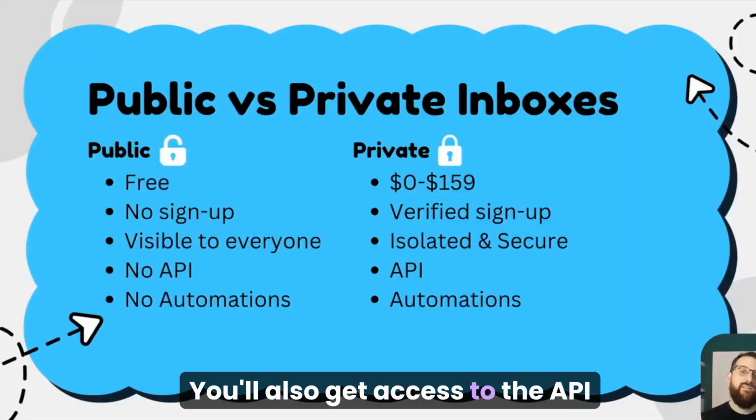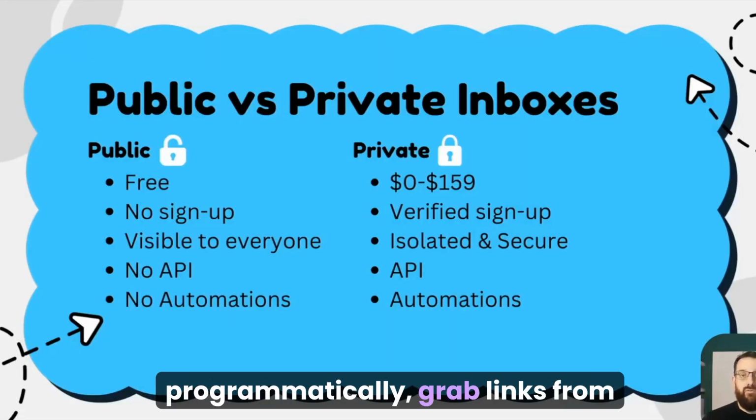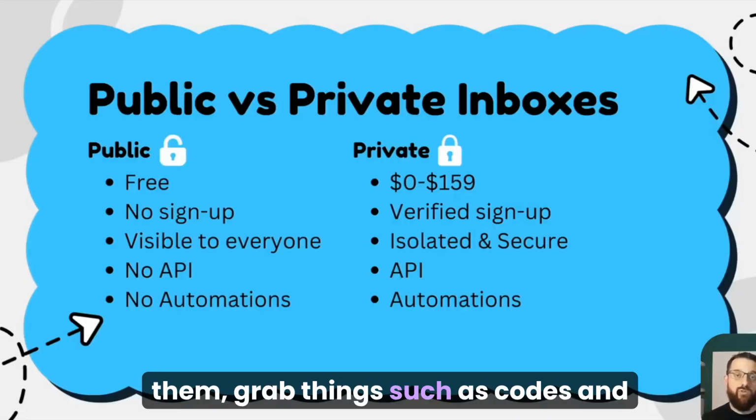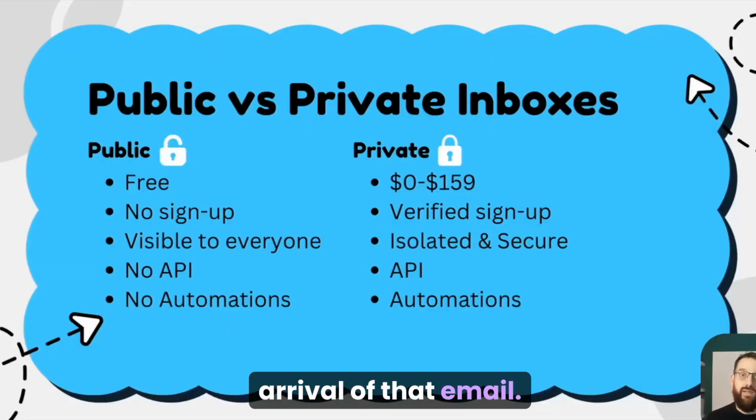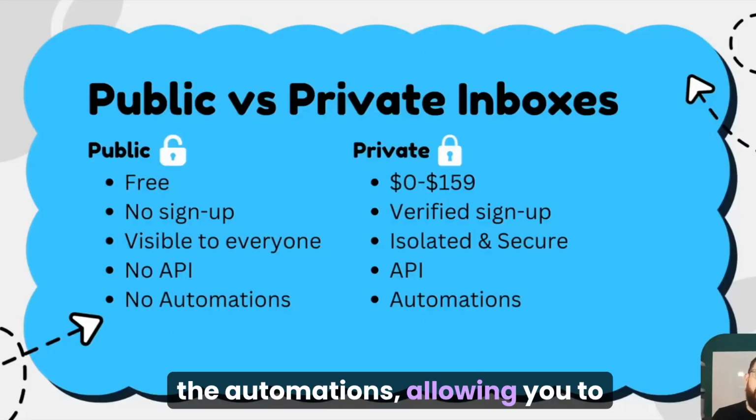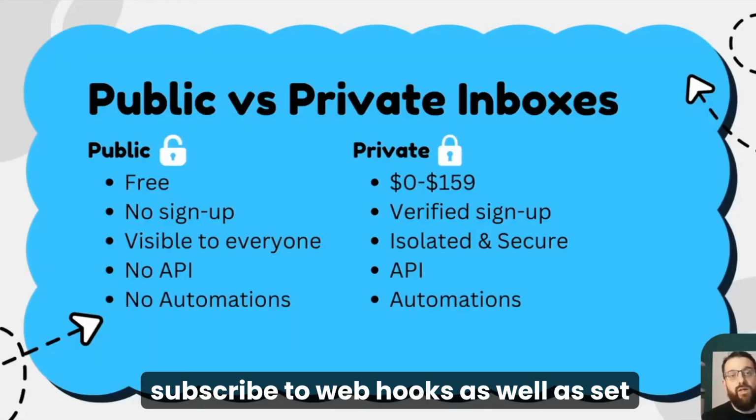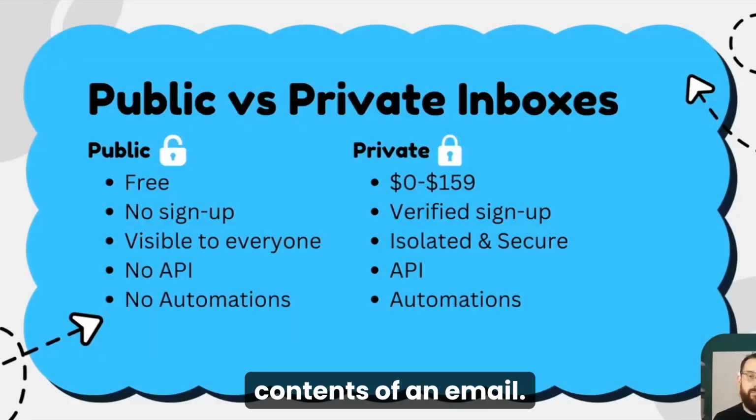You'll also get access to the API, allowing you to retrieve emails programmatically, grab links from them, grab things such as codes, and check the content, subjects, and the arrival of that email. You will also get to take advantage of the automations, allowing you to subscribe to webhooks, as well as set up rules to automatically detect the contents of an email.